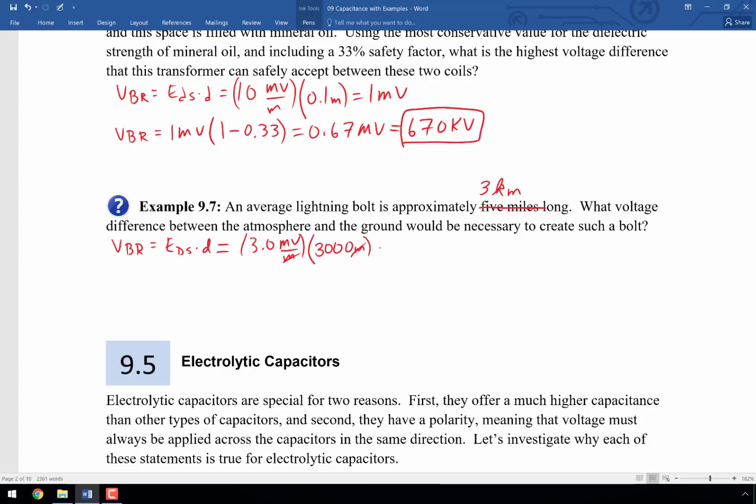The meters are going to cancel, and we're left with 9,000 megavolts, or 9,000 million volts, or 9 billion volts, or 9 gigavolts. All of those are the same answer. And so that would be our answer to how much voltage it takes to do this in an ideal circumstance. But remember, an ideal circumstance is where the air is still, it's calm, and the air is dry.